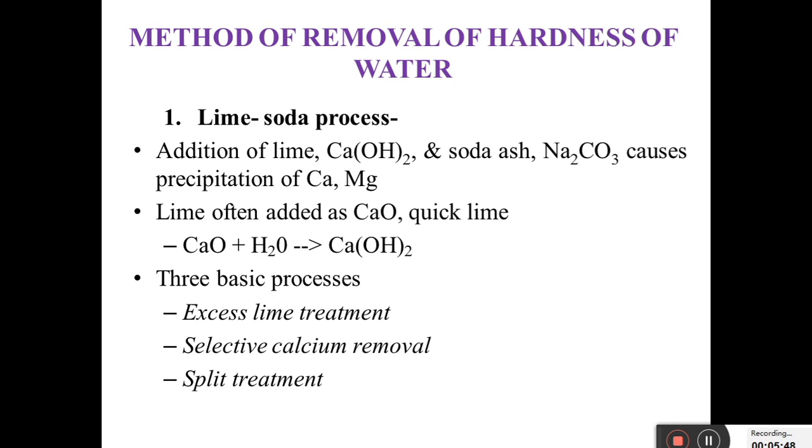Okay, see, this split method saves time and also the chemicals, and reduces the cost of the removal of hardness of the water. See, there are these three basic processes used: excess lime treatment, selective calcium removal, and split treatment. And it can remove the hardness up to 50 milligram per liter. So this method does not provide zero hardness.